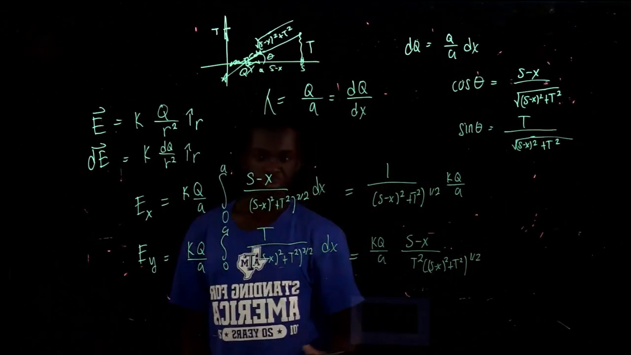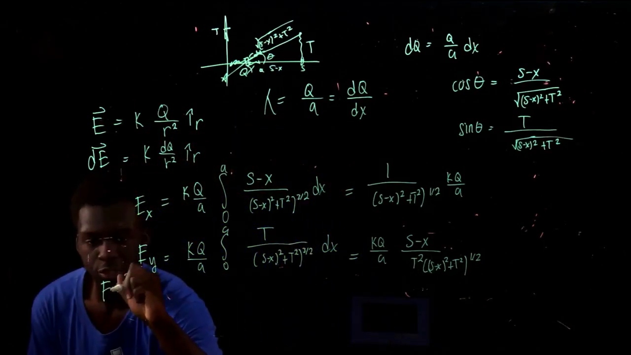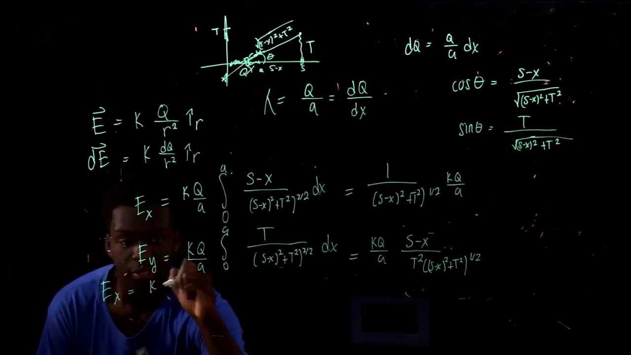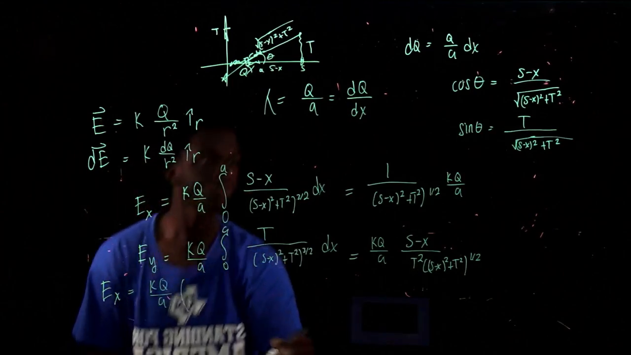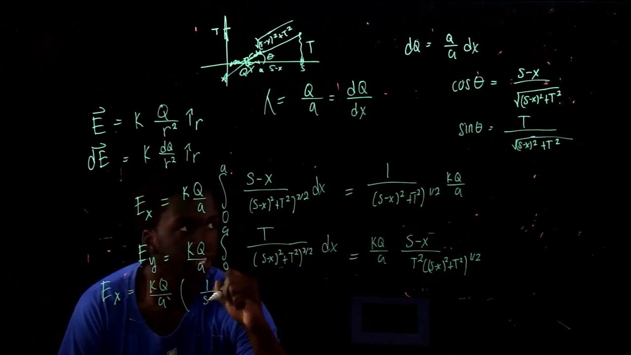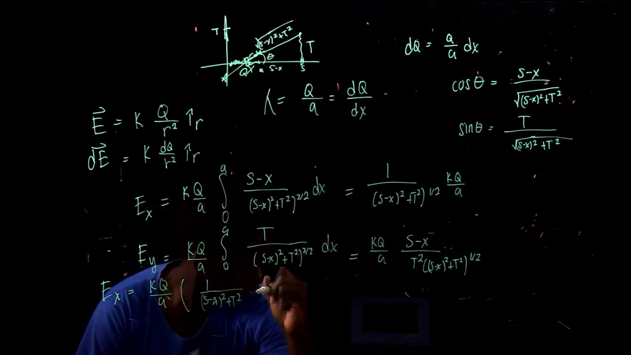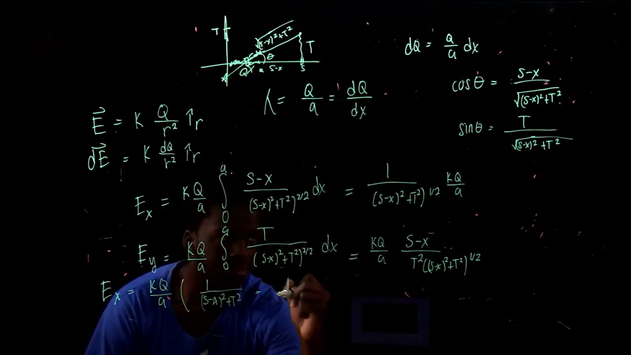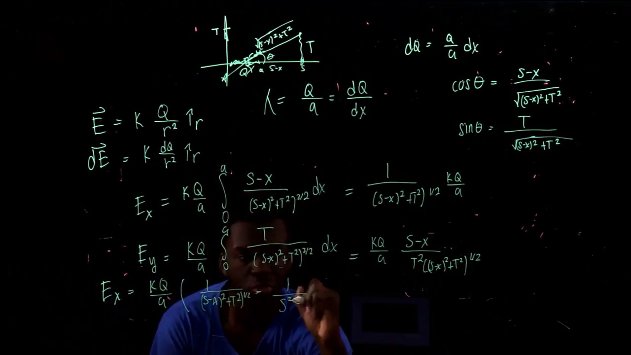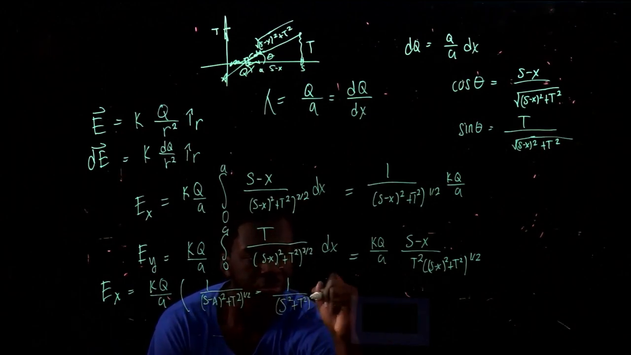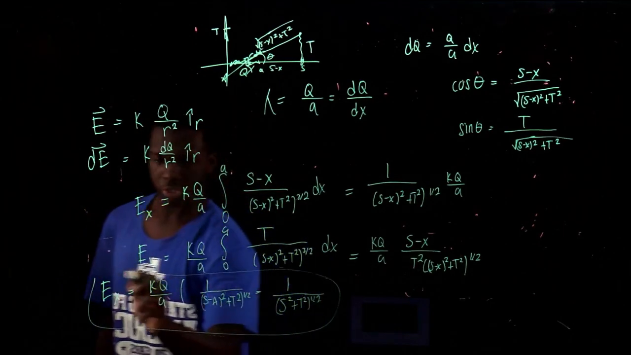to the half. So now after you're given that, you just substitute from A to 0, and the final answer for Ex is going to be KQ over A, then it's going to be 1 over (S minus A squared plus T squared) to the half, minus 1 over (S squared plus T squared) to the half. And that is the final answer for EX.